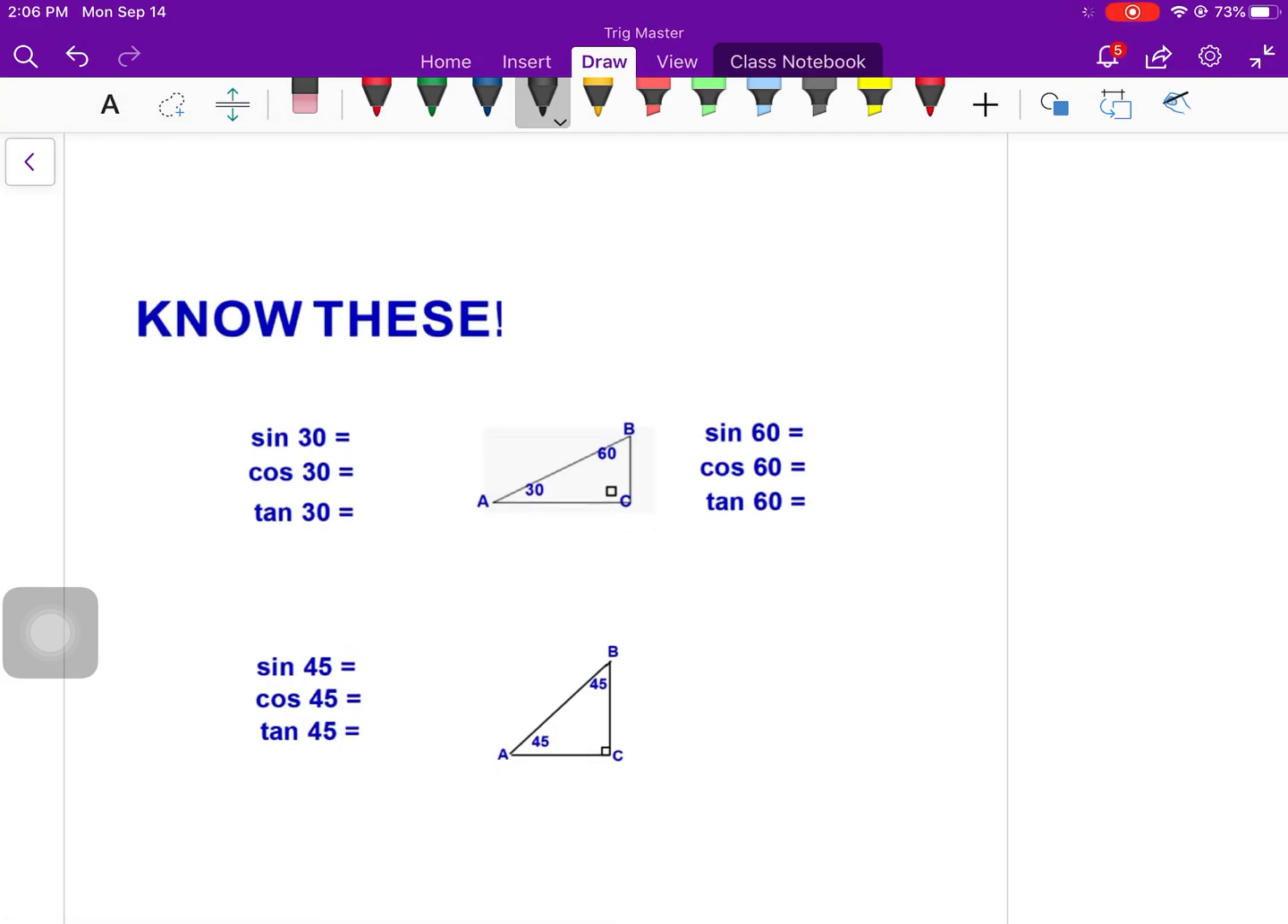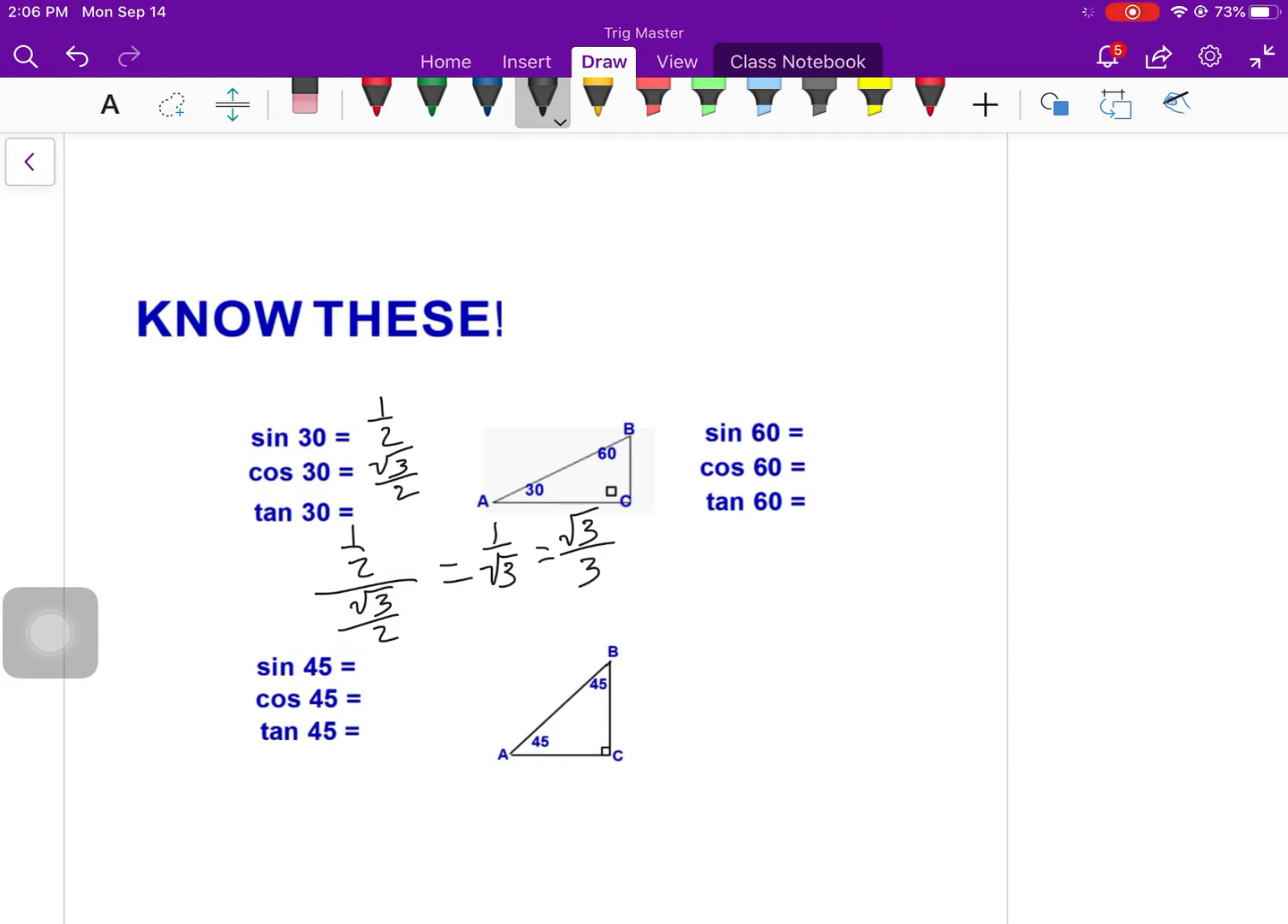So sine of 30 is 1/2. I probably should have spaced these out a little bit more, but oh well. Cosine of 30 is square root of 3 over 2. And then tangent, I always remember, is just sine over cosine, so that's 1/2 over square root of 3 over 2, which if I simplify that, I get 1 over square root of 3. Okay, if I want to rationalize, that's square root of 3 over 3.